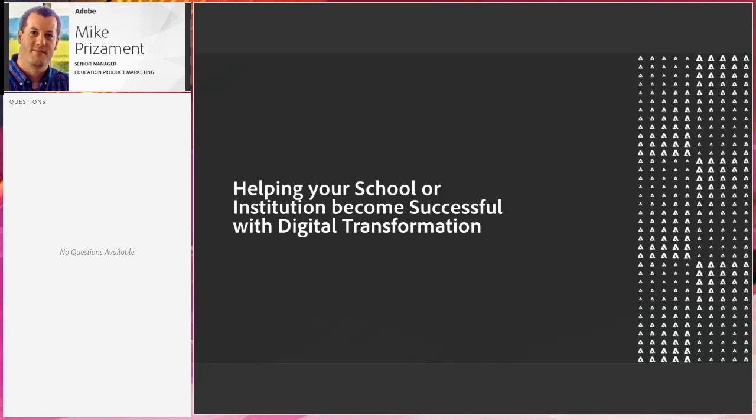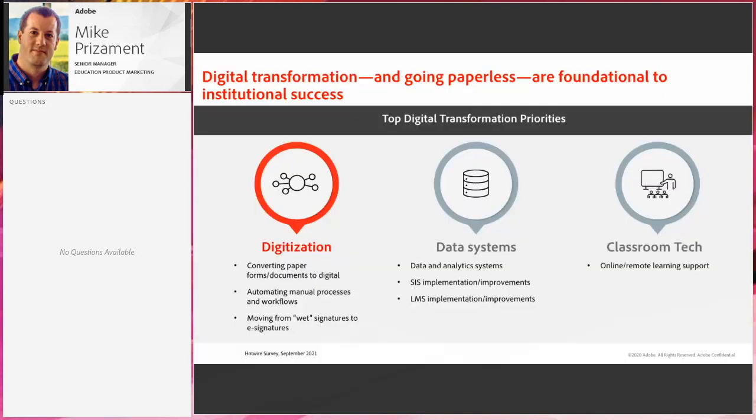And then we think about how we help the institution become more successful, and that's really through digital transformation, or in other words, really going paperless. Because when you think of digital transformation, there are three main priorities. When we've surveyed quite a few IT leaders in the education space, these are some insights that we got from you all, that you look at digital transformation in three areas, which is classroom technology.